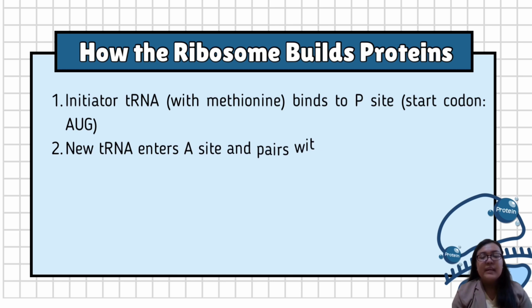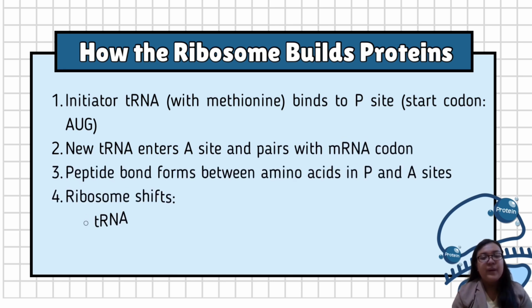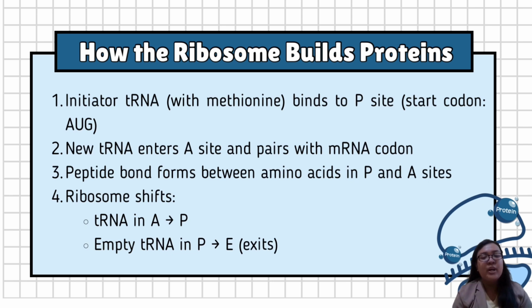Incoming tRNAs carrying amino acids enter the A site, where their anticodon pairs with the corresponding mRNA codon. A peptide bond forms between the amino acid at the P site and the one at the A site. The ribosome then shifts, moving the tRNA from the A site to the P site, and the uncharged tRNA moves to the E site to exit. This cycle repeats, elongating the polypeptide chain until a stop codon is reached.